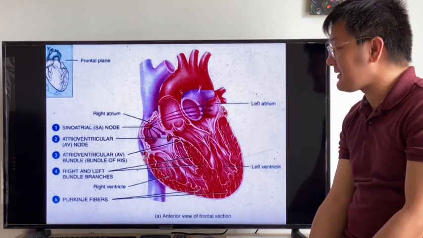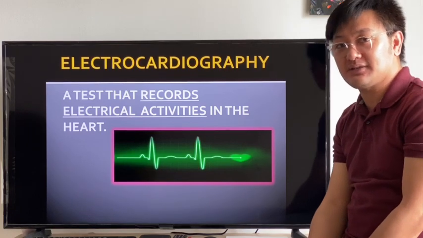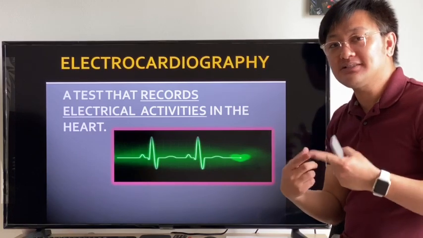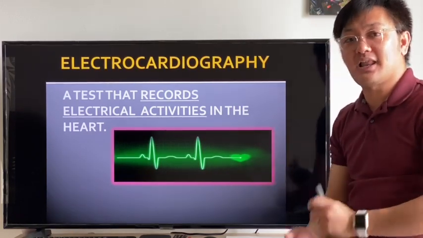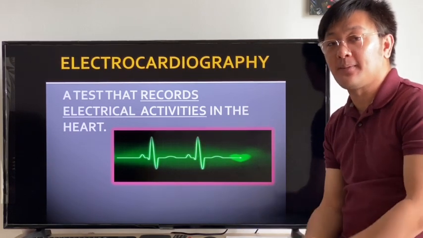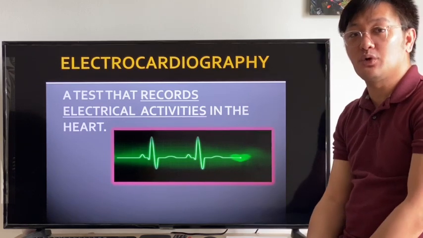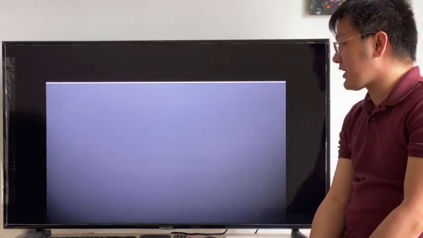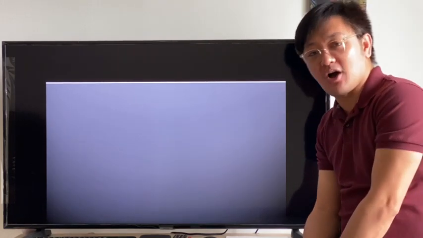Now, I think you're ready to understand electrocardiography. Just to recap, electrocardiography is a test that records electrical activities in the heart. It will not record contraction. But common sense will tell us that if there are electrical activities going on inside the heart, those electrical activities can eventually cause myocardial contraction. These electrical activities are represented as waves. So we have what we call the PQRST wave: the P wave, the QRS complex, and the T wave. We will discuss that in a while.